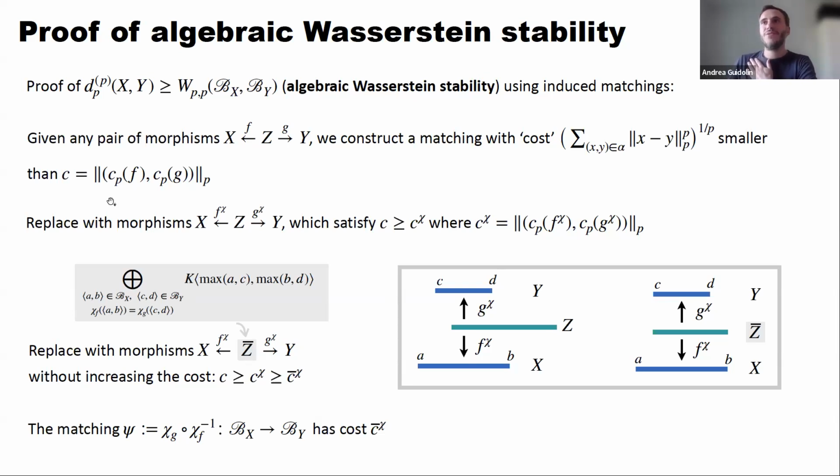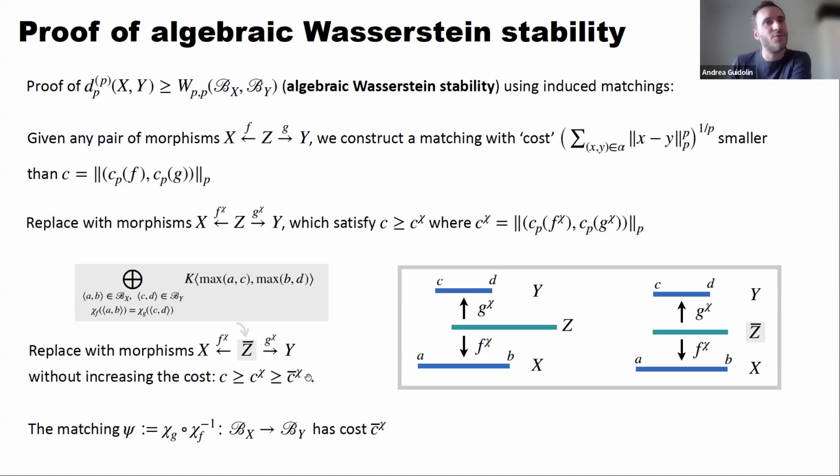So the very first step of this proof is replacing the original morphisms with the morphisms associated with the canonical matching by Bauer and Lesnick. And by our previous theorems, we know that the p costs decrease. So this pair of morphisms has a cost that is smaller than the cost of the original pair of morphisms.